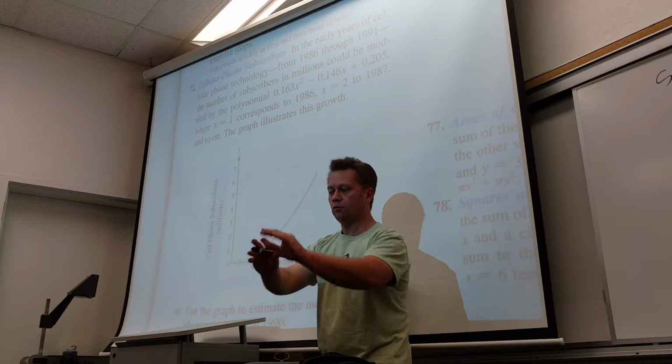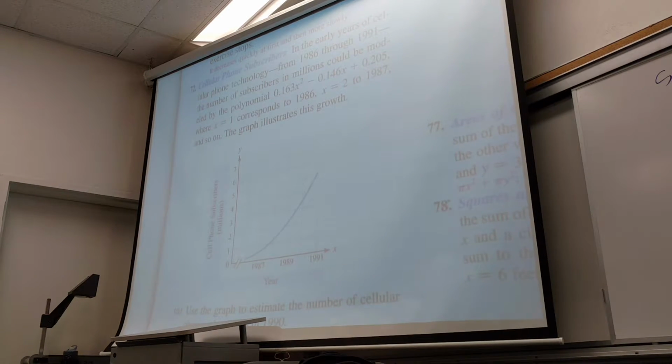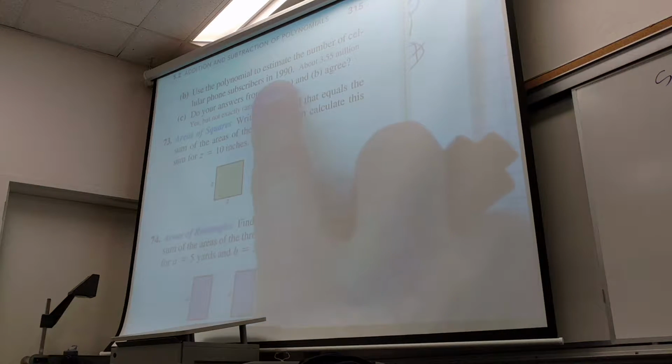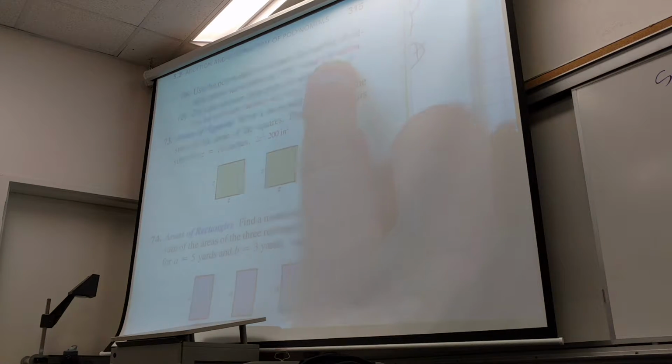I read this question. Don't worry. I know people will have questions on this one. The rest of the problem's up here. Use the polynomial to estimate the number of cell phone subscribers in 1990. Look, there's the answer.